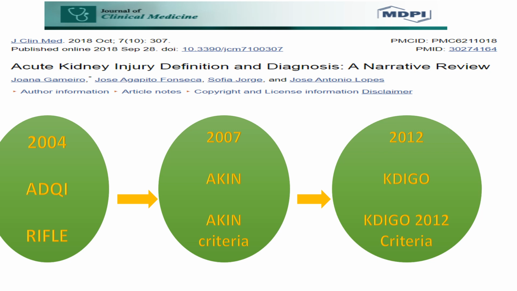Then the one that we are using now, the 2012 KDIGO criteria, Kidney Disease Improving Global Outcomes, is sort of a fusion of the 2007 and the 2004 definitions of what constitutes acute kidney injury. So let's start by looking at the RIFLE criteria.